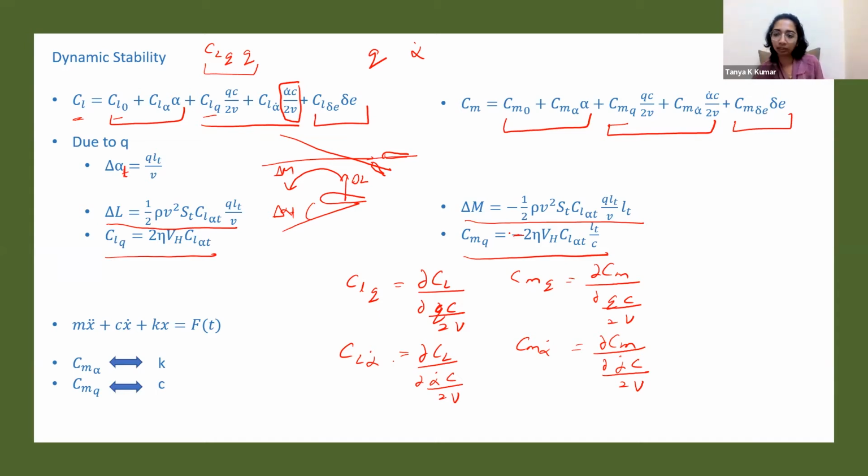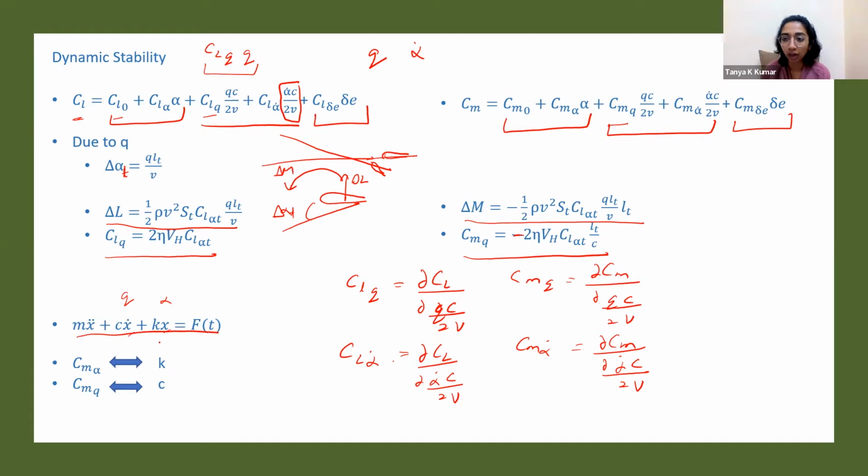Now what we do is we compare our system to a second order spring mass damper system given by this equation. And what we can see by comparing is that, first of all, the states of the spring mass system were x and x dot. For the aircraft system, it is alpha and q. Alpha is analogous to x, q is analogous to x dot. The term that is analogous to k would be C_m alpha, because you have C_m alpha into alpha. So C_m alpha is analogous to stiffness.